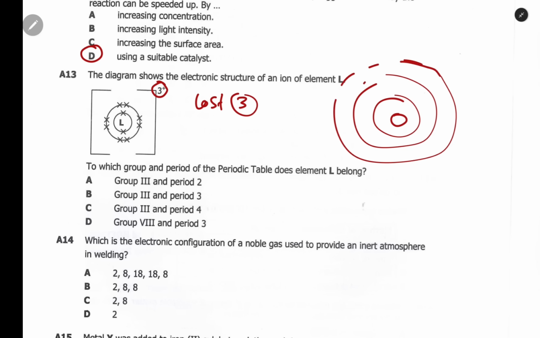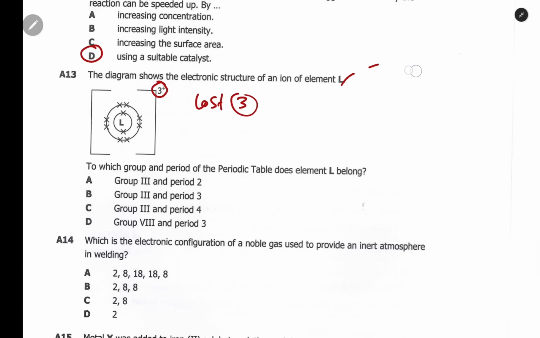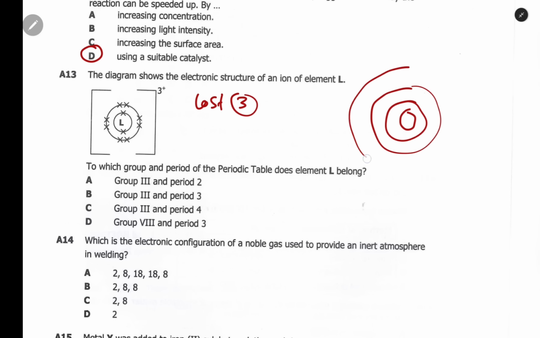Then they are asking which group and period of the periodic table does this element belong to? Now, you need to know that elements are put in groups depending on the number of electrons in the outside shell, called valence electrons. If this one lost 3 electrons as an ion, which means it lost also 1 shell, so before it lost 3 electrons, it had 3 shells. So this one belonged to period 3. So you're going for those that have period 3. So automatically this is wrong, this is wrong.